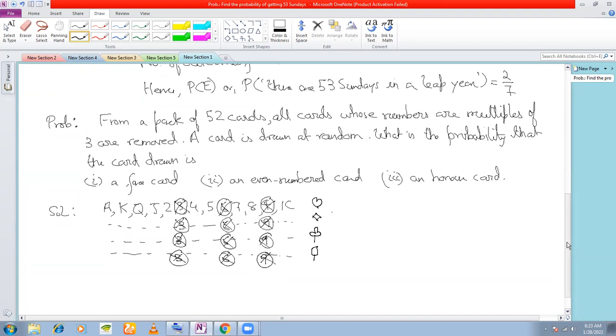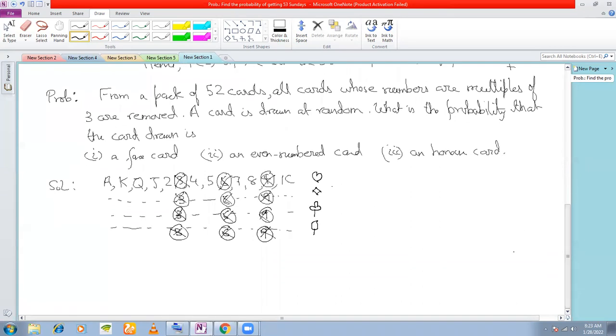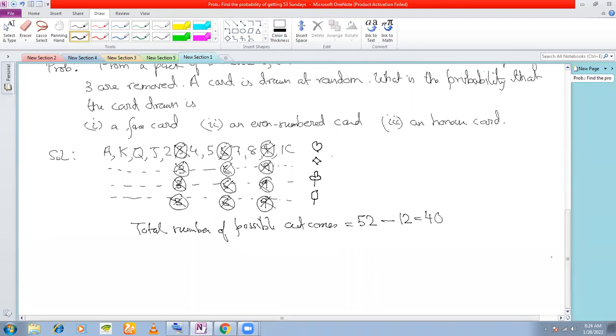Now, after removing, a card is drawn at random. So how many total possible outcomes are there here? The total number of cards is 52, but I am removing 12 cards. So 52 minus 12 gives 40 total possible outcomes. Instead of 52, it is 40, because before drawing a card, I am removing all the cards with even numbers on them, right?